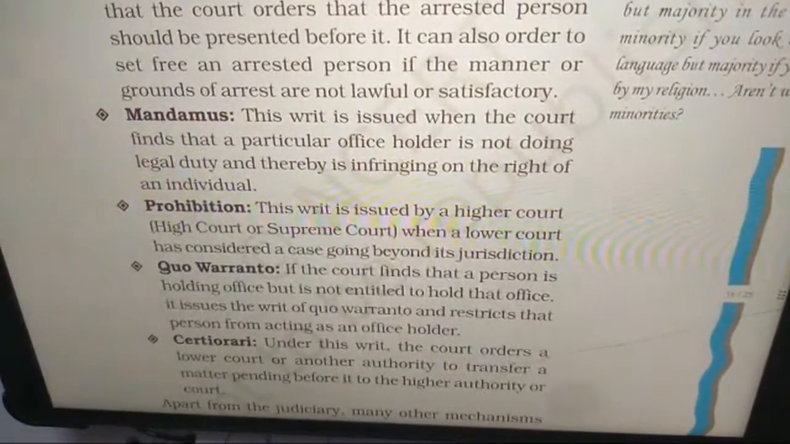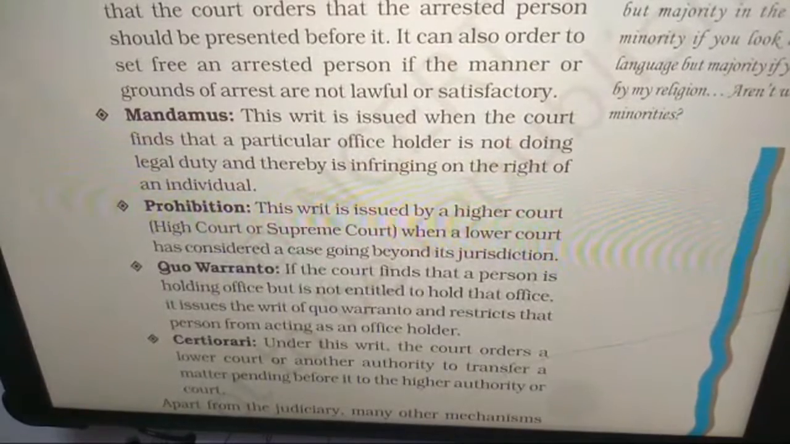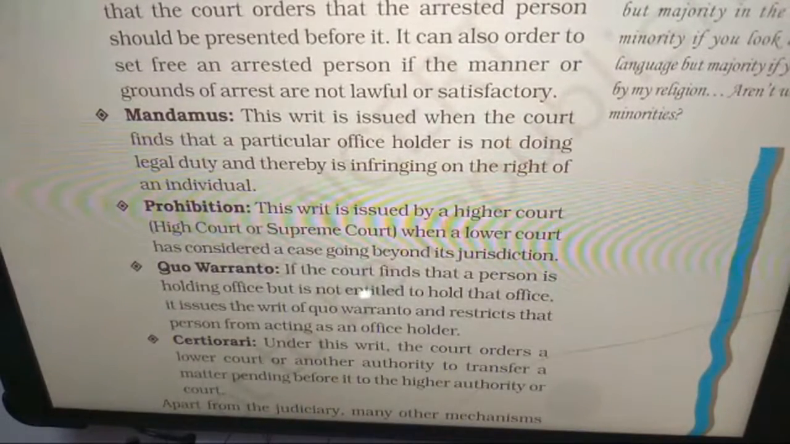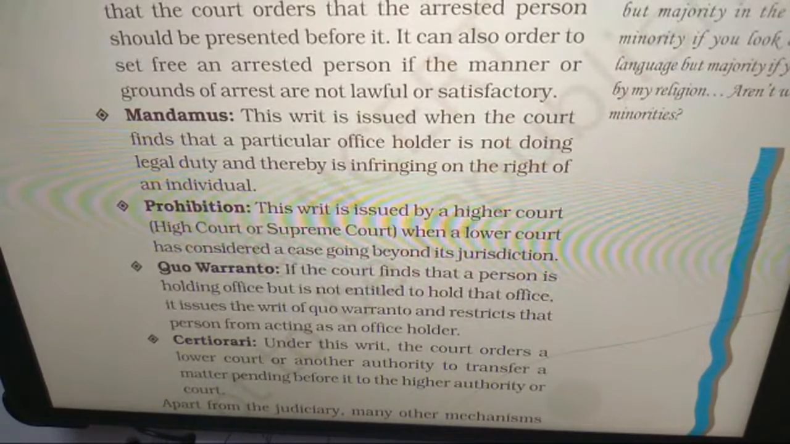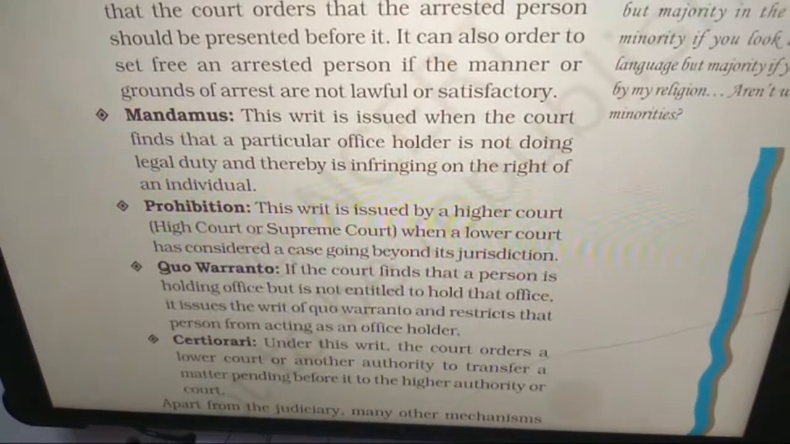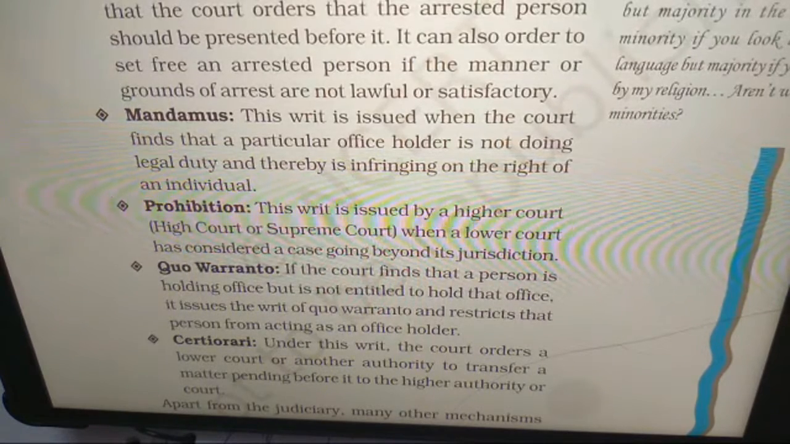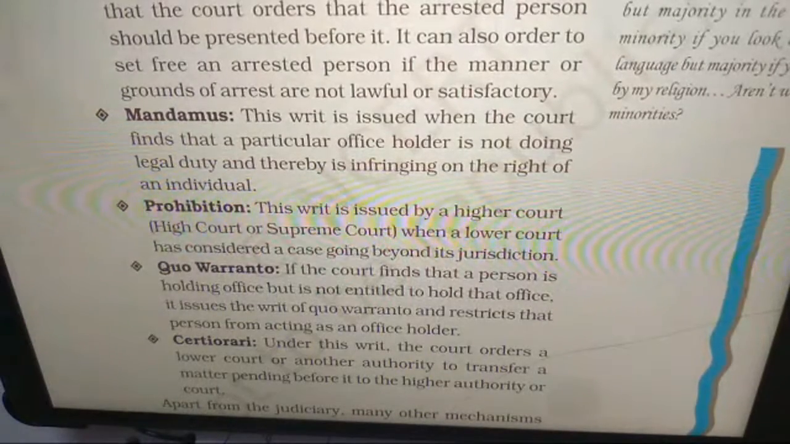Mandamus. This writ is issued when the court finds that a particular office holder is not doing legal duty and thereby is infringing on the right of an individual. Prohibition. This writ is issued by a High Court or Supreme Court when a lower court has considered a case going beyond its jurisdiction.